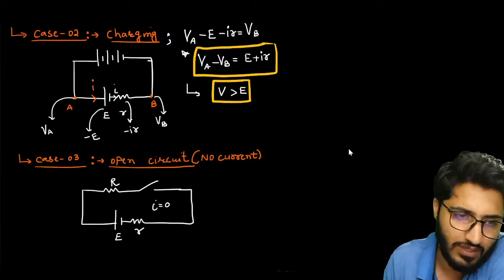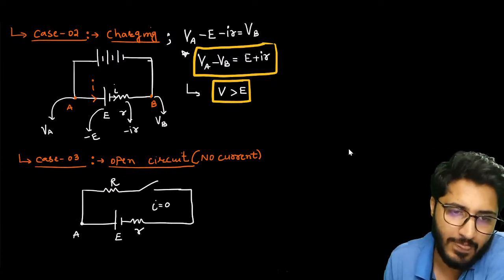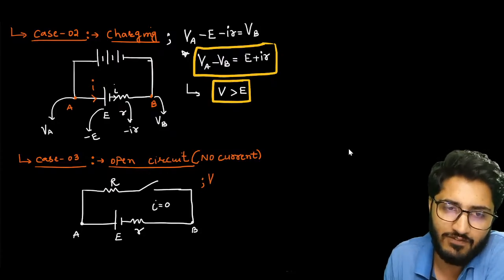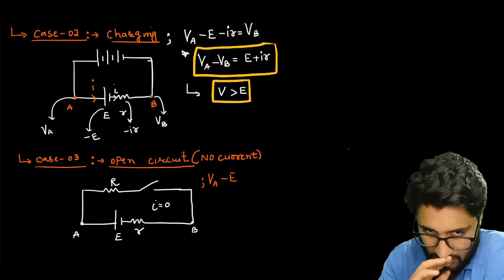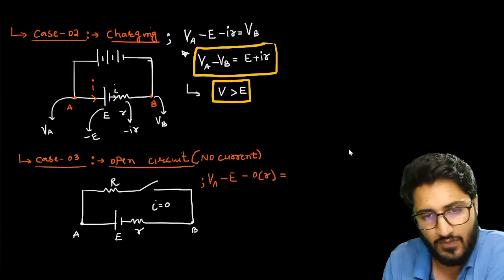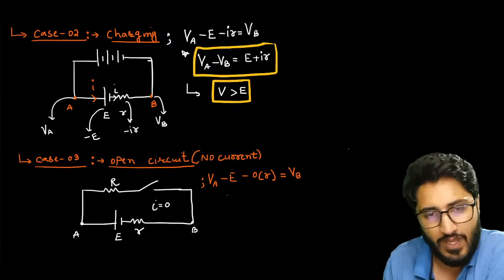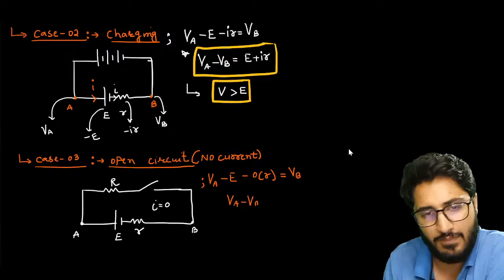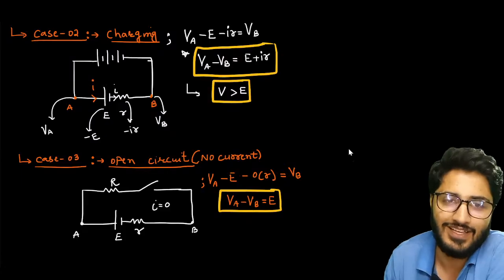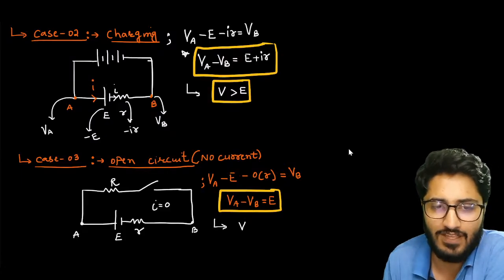Now look, this is point A. This one is point B. Write the equation formula once again. I will write VA minus E minus I, and I is 0, so 0 into R equals VB. So I can write VA minus VB equals E. So in my third case, my terminal potential difference is equal to E. Interesting case, no? So you can write V equals E.